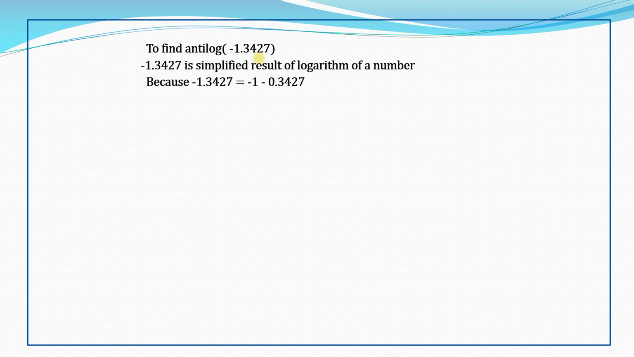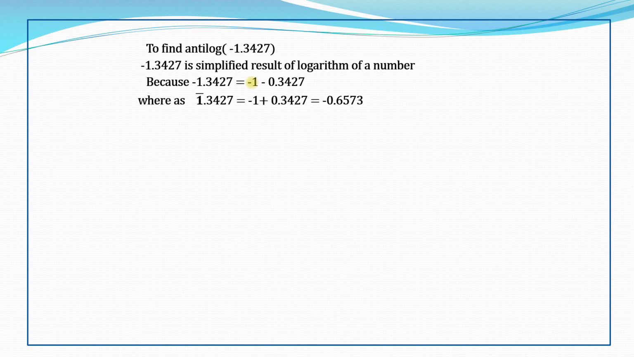Now here is one special case. Antilog of minus 1.3427. Guys, this is not logarithm of a number, this is just a number, or a simplified part of logarithm of a number. Now what do I mean by that? I'm taking one example here. Minus 1.3427 is nothing but minus 1 minus 0.3427. It's just a number. Whereas if you consider bar 1.3427, that is nothing but minus 1 plus 0.3427.